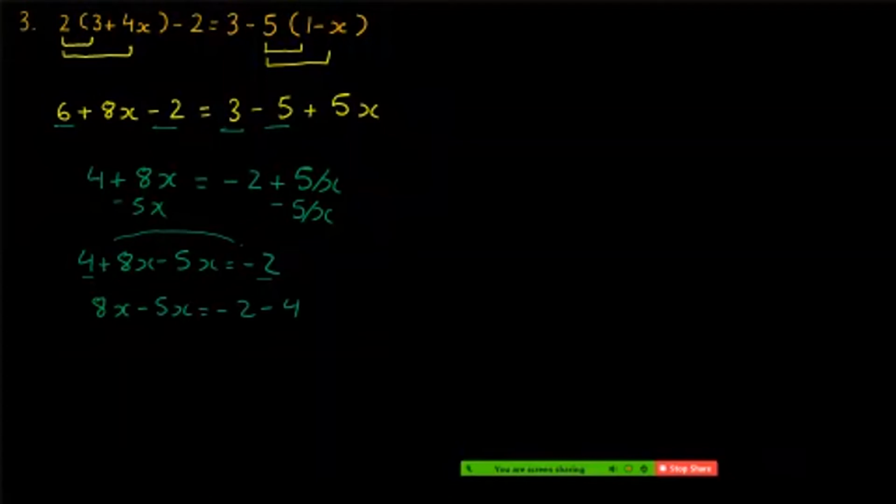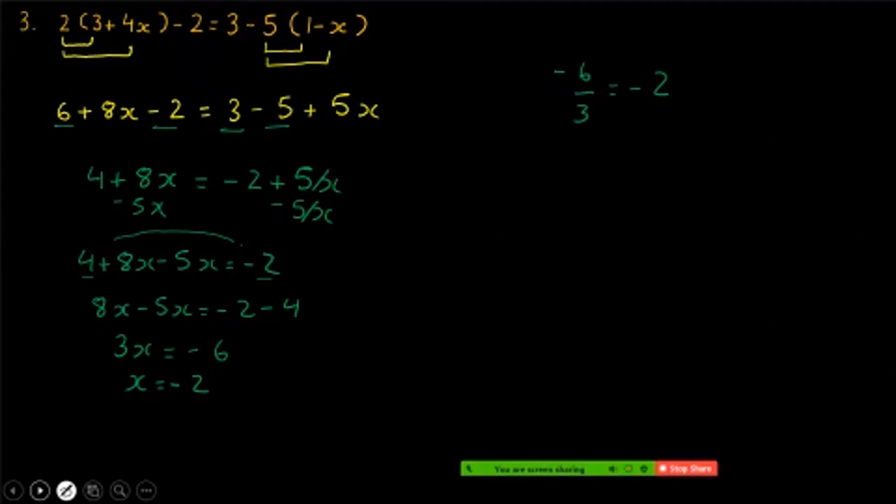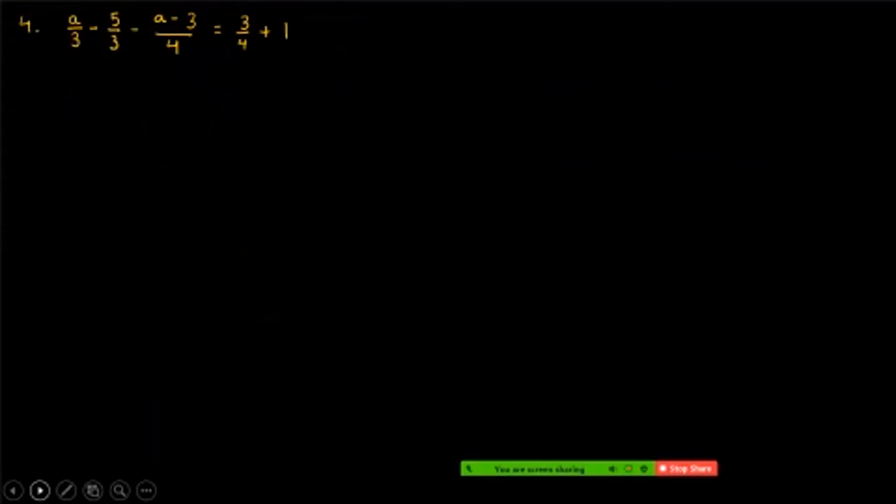So now this equation looks much simpler. So 8x minus 5x is going to be 3x, because 8 minus 5 is equal to 3. And minus 2 minus 4 is just going to be minus 6. So now we have 3x is equal to minus 6. And we all know that minus 6 upon 3 is equal to minus 2. So x is equal to minus 2. And that is going to be the value of x for this equation. So let's get on to the next equation.